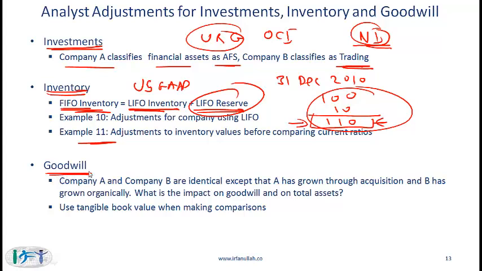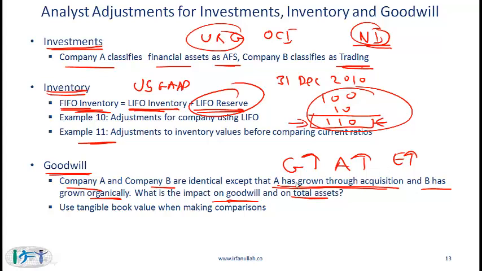Goodwill. If you recall, goodwill is put on the balance sheet when a company acquires another company and pays more than the net fair value of assets. So consider two companies A and B. Both are identical except that A has grown through acquisition and B has grown organically. Organically means that it has grown on its own, it's not acquired other companies. What is the impact on goodwill and total assets? Obviously, the company that has grown through acquisition will have a higher goodwill number, which means that it will have a higher asset number. So the equity will seem higher.